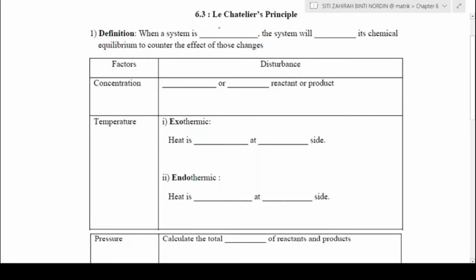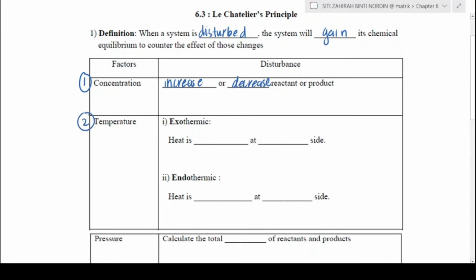6.3 Le Chatelier's principle. The definition: when a system is disturbed, either by increasing or decreasing something, the system will regain its chemical equilibrium to counter the effect of those changes. So the first factor is concentration. It is either we increase or decrease any reactants or products.